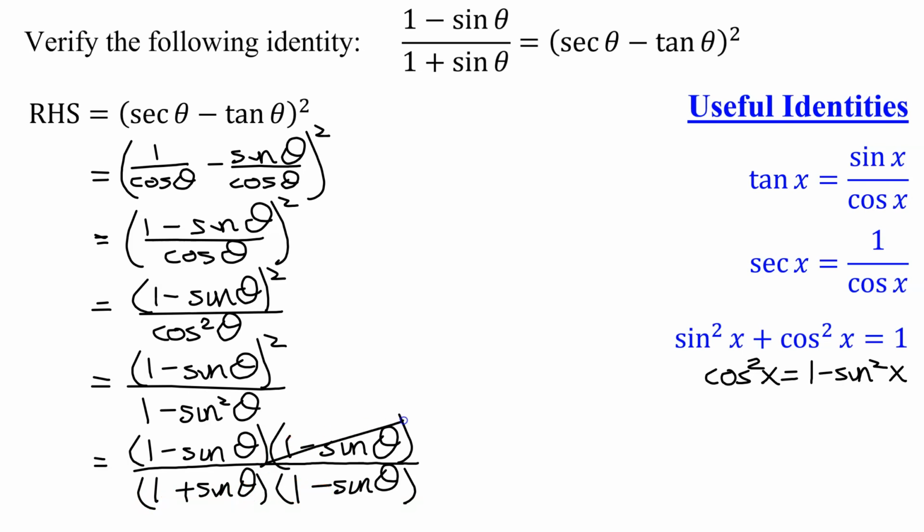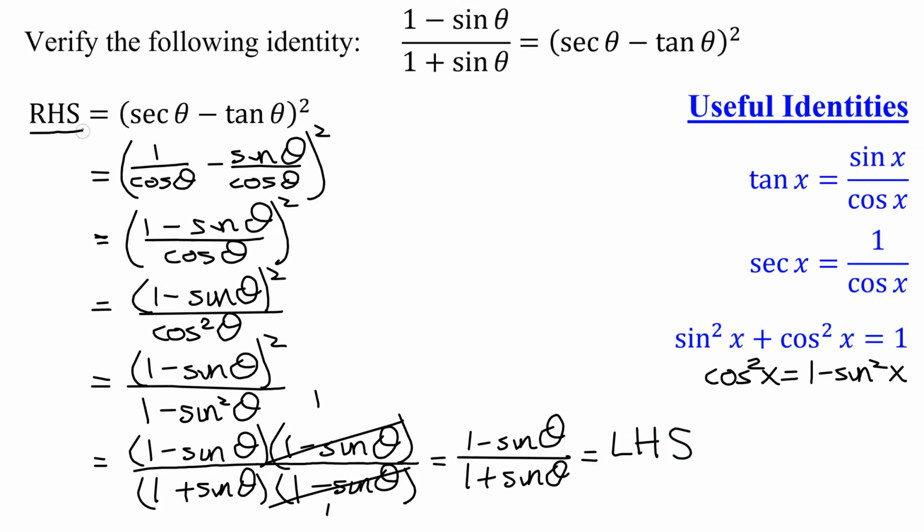Then something very nice happens. One of the 1 minus sine thetas in the numerator reduces with the one in the denominator, and you get left with (1 minus sine theta) divided by (1 plus sine theta). And that is your left-hand side. So you've shown that the right-hand side equals the left-hand side, so we have verified this identity.